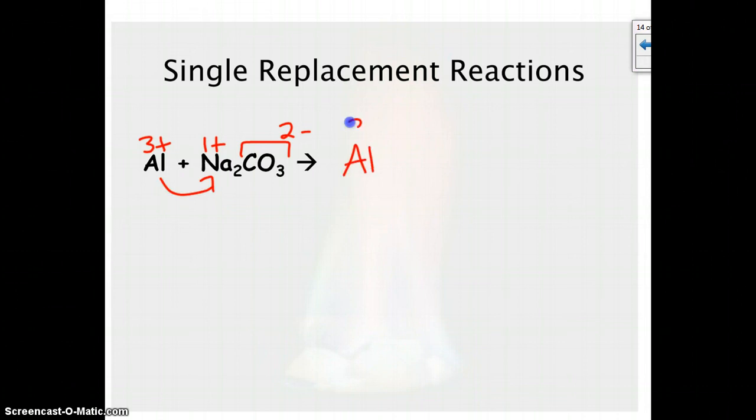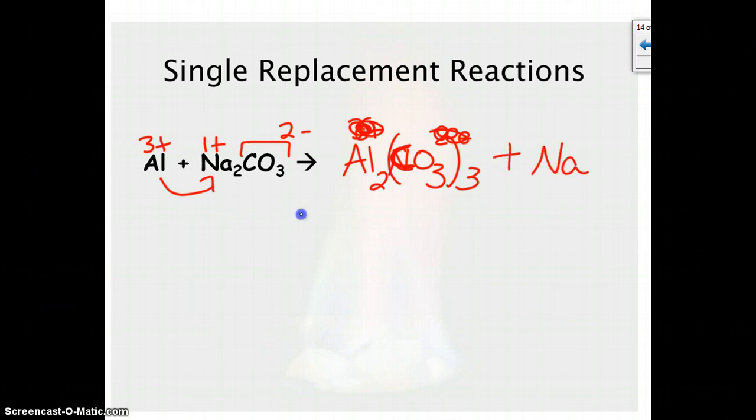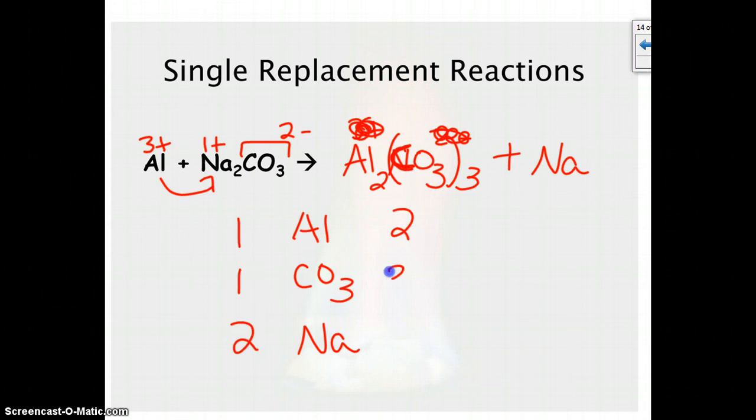All right, so we're going to have Al, 3 plus, combining with, excuse me, not an N, it should be a C, O3, 2 minus. So we're going to end up with Al2(CO3)3. And then that Na is going to be out there by his side. All right, and then when we balance the equation, we have 1, 1, 2, and then 2, 3, 1.